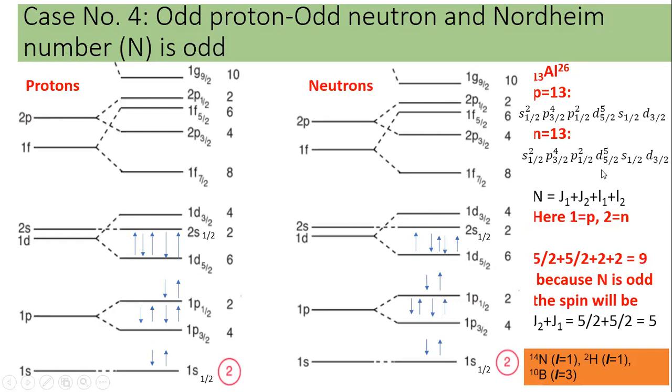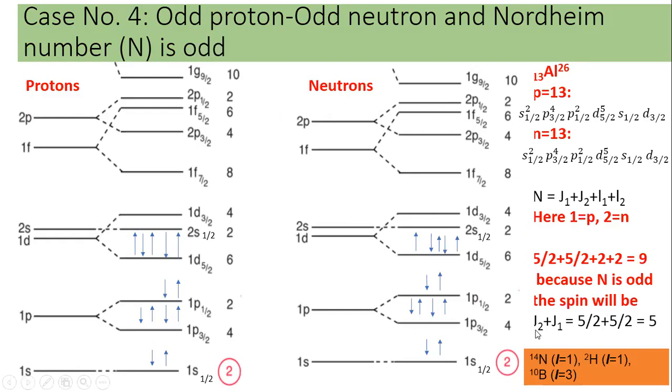Now calculate the angular quantum number. L1, because this unpaired proton is present in D, and the value of L for D is 2. Similarly, for the neutron, the value for D is 2. So when you sum up all these, the net value will be 9. So this is odd in number, which is different from the previous case. So when n is odd, how can you calculate the spin?